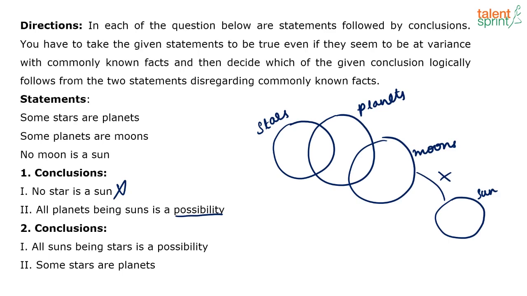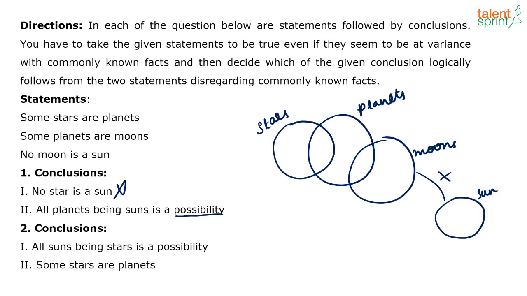Now here, what do they say? What is the conclusion that is given? All planets being sun is a possibility. So what are they saying? They are saying that this set planets should come under this set sun. Now, is that a possibility? Can that happen? What you have to check is whether this conclusion happens. Assume that this conclusion is true, and check it against the given statements.